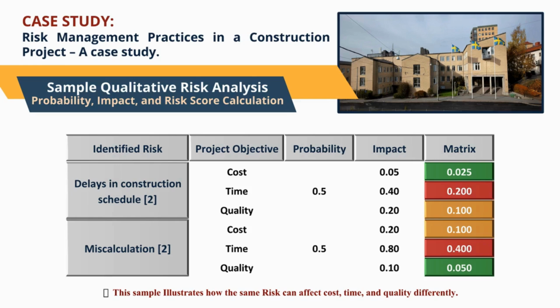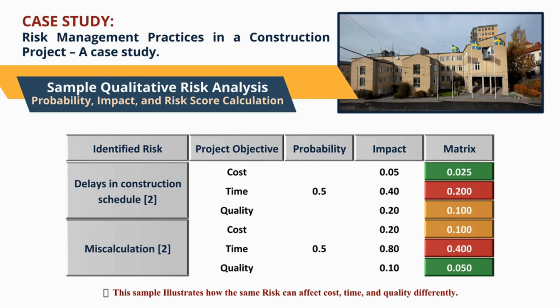For example, delays in the construction schedule may have a moderate probability, but their impact on time can be significantly higher than their impact on cost or quality. Similarly, a miscalculation may have limited consequences for quality but a severe impact on cost or schedule. The resulting risk scores, calculated using the probability impact matrix, highlight these differences clearly through color coding and numerical values.